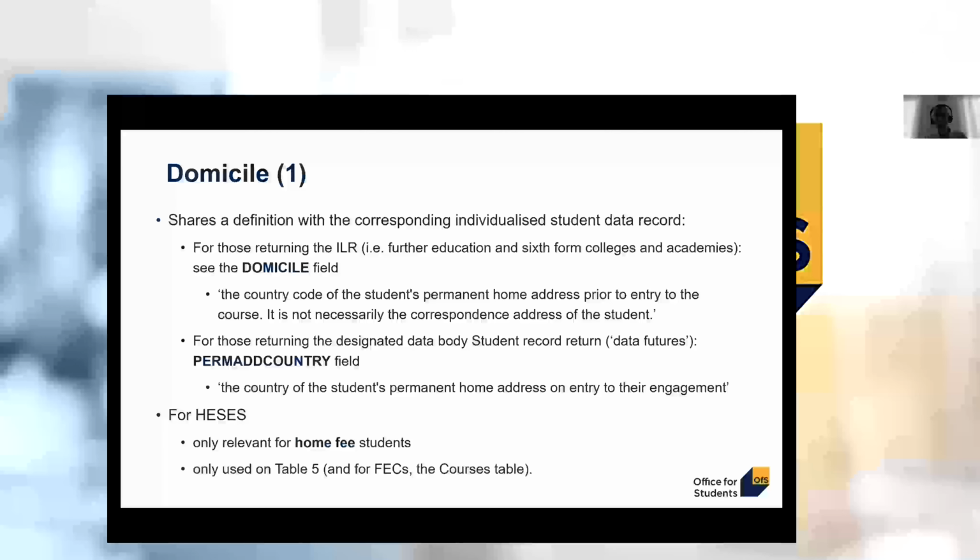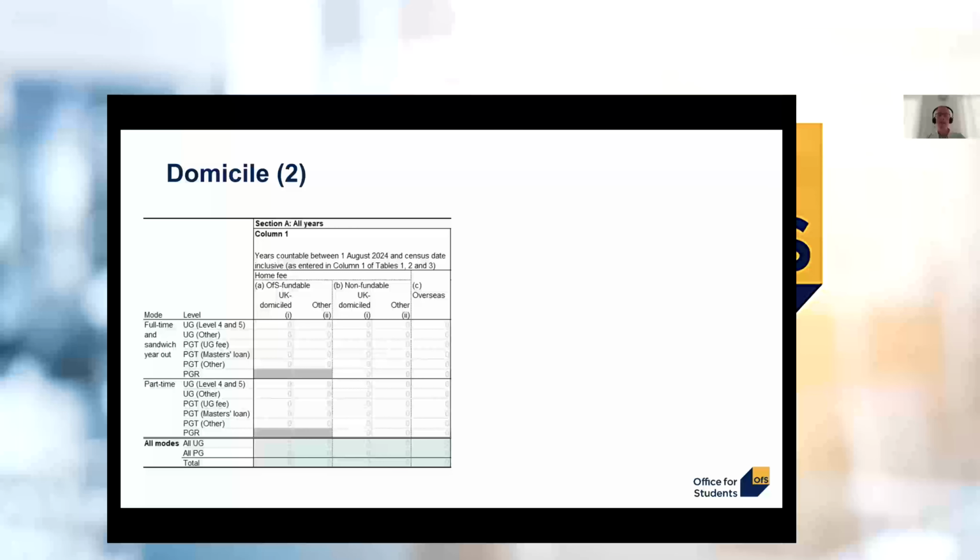Before we take a look again at where domicile fits in section A, let's just say, in summarizing that, again, we're just looking at column 1 here in section A, and column 2 is the same. And as I've said, we're only concerned with home fee students, both OFS fundable and non-fundable. They can be UK domicile. In other words, those that are entitled to pay home fees and have their country of domicile as England, Wales, Scotland, Northern Ireland, or perhaps otherwise not specified in the UK, or others, the rest.